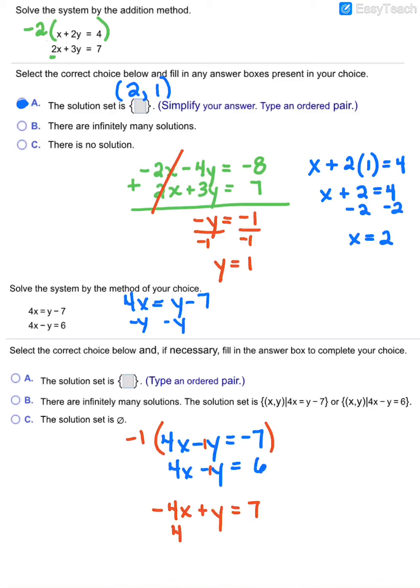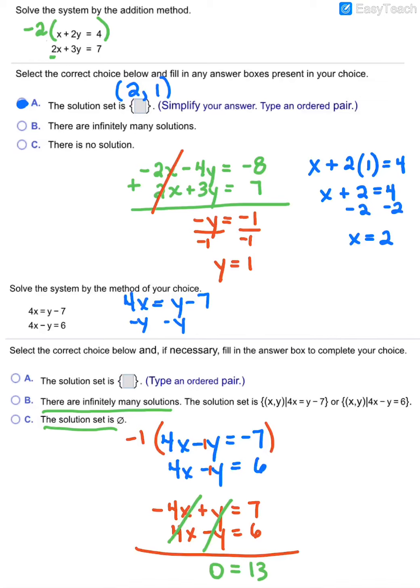When we add it to the bottom equation, 4x minus y equals 6. Notice what happens here. Not only do the y's cancel out like I was trying to set up, but so do the x's. So anytime both variables cancel out, that's going to be an indication that you have one of these two other answers. You're either going to have infinite solutions or no solution. So it's the right-hand side that'll decide which of the two you have. 7 plus 6 is 13.